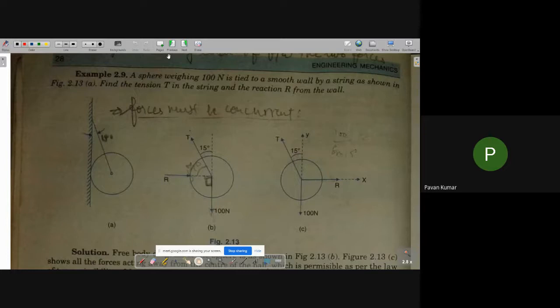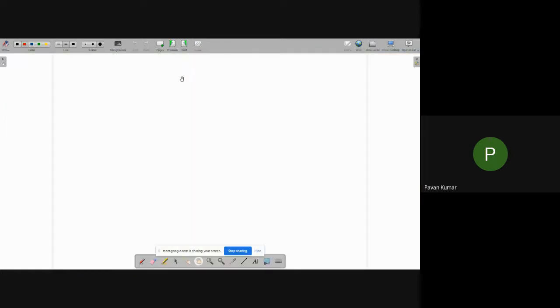So in the question it is given that a sphere is 100 Newton and it is tied to a smooth wall by a string. Okay, so we can draw a smooth wall. I already told you that there are two types of surfaces. One is smooth and one is rough. Smooth means there won't be any friction element. Okay.